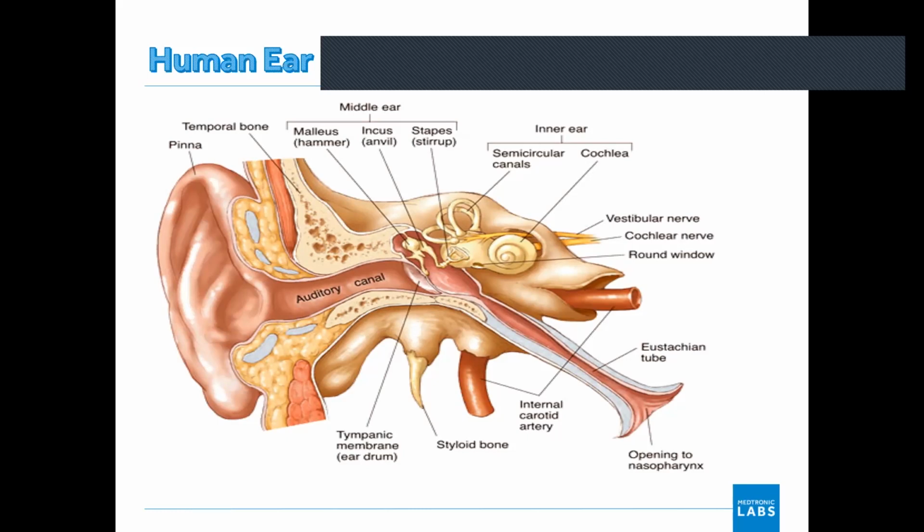Then the second one is ossicles. Ossicles contain three tiny bones. In our body, a number of bones are there, but these three bones are very tiny. Individually, they are called malleus, incus, and stapes. All three bones are interconnected together, and the malleus bone is connected with the backside of the tympanic membrane.